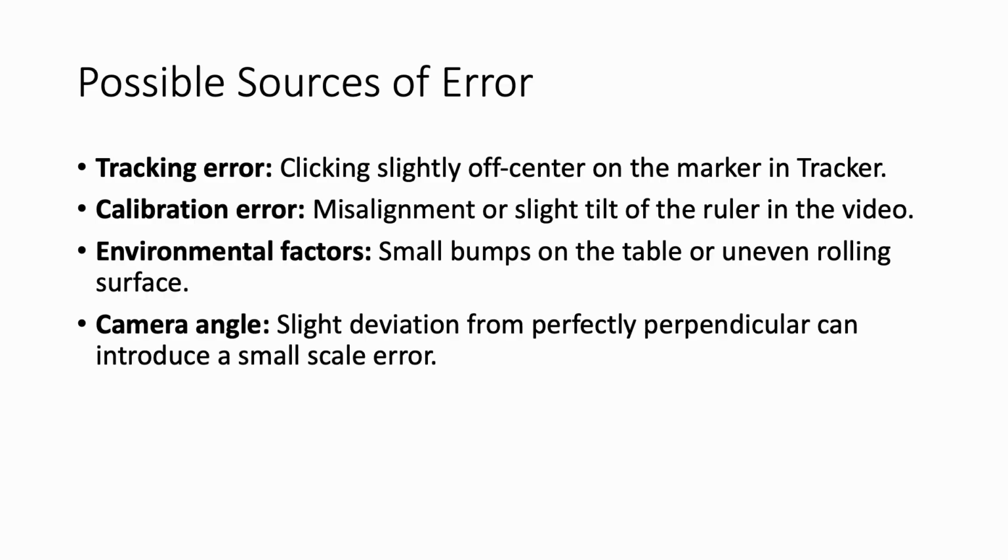Possible sources of error include tracking error, calibration error, environmental factors such as small bumps on the table or an uneven surface, as well as the camera angle and slight deviation from being perfectly perpendicular.